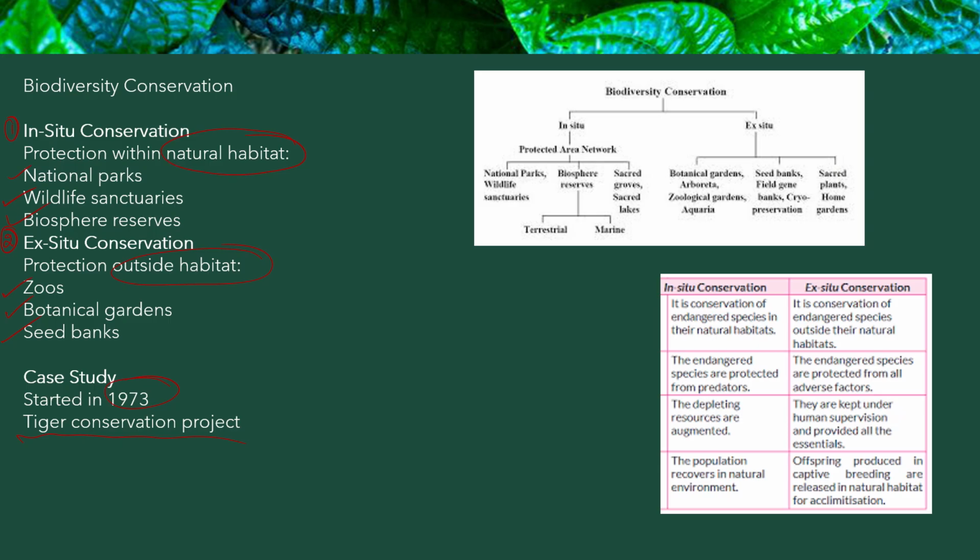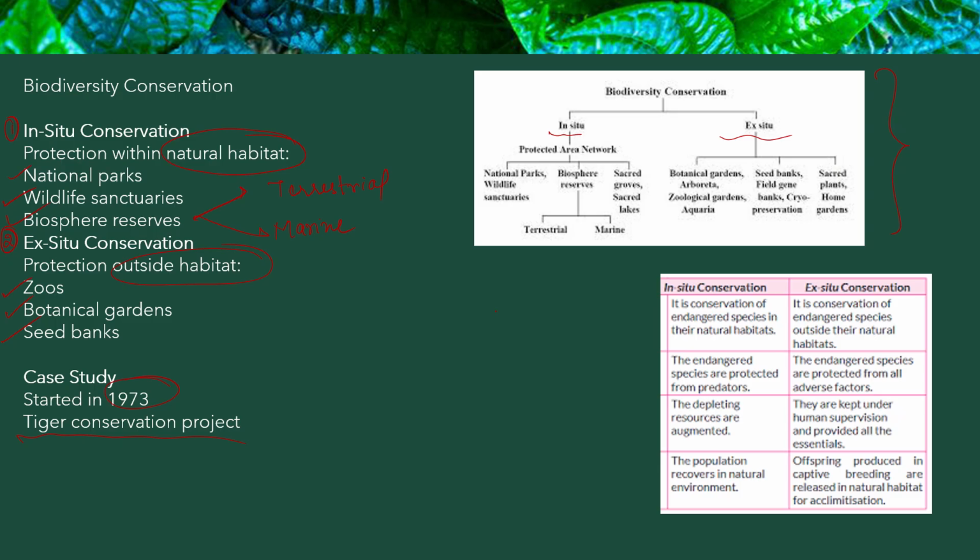Now, biodiversity conservation, like we saw, one is in situ and ex situ. Now, in situ, you have these examples where in biosphere reserves, you have two types: terrestrial, that is land, and your marine, water life. So these are the two types. Rest I think we have covered. So do refer to this.